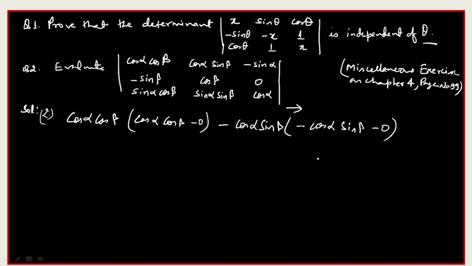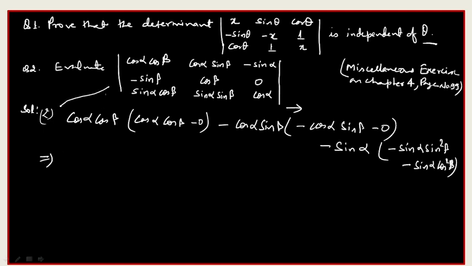Then further minus sin alpha, and in bracket minus sin beta and sin alpha sin beta. So it will be minus sin alpha sin square beta. And then again minus cos beta is there. So sin alpha cos square beta. Right.